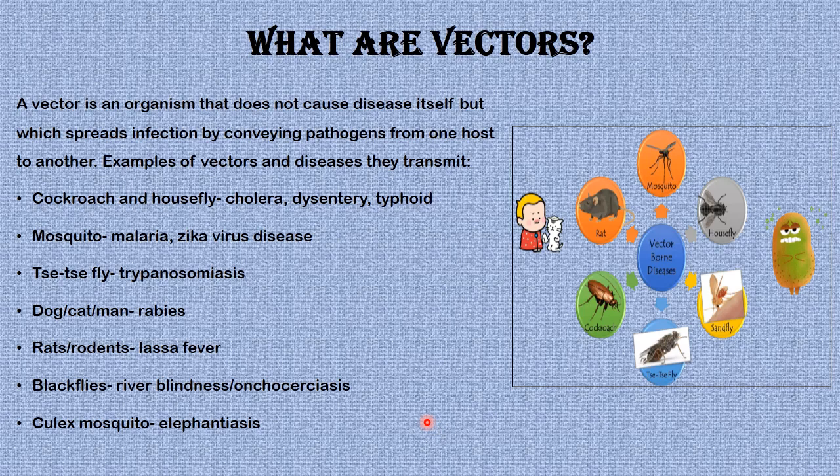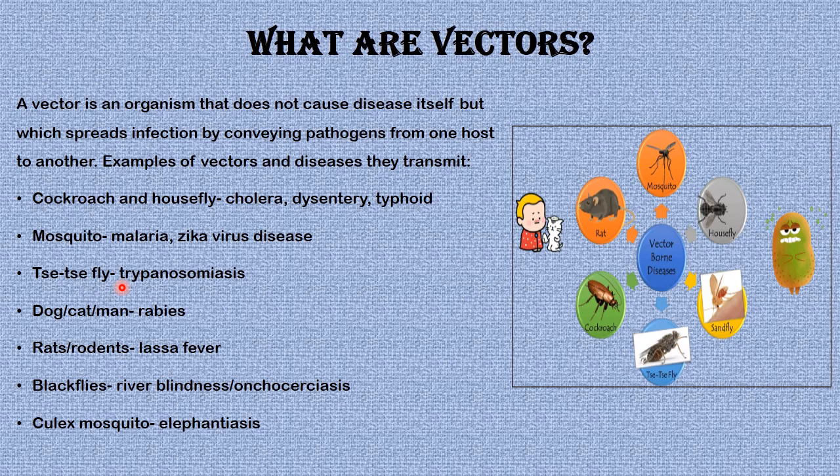Now, a vector is any organism that does not cause disease itself, but which spreads infection by conveying pathogens from one host to another. Now, we have various examples of vectors and the disease that they transmit here. Cockroaches and houseflies cause cholera, dysentery, and typhoid. Mosquito, especially the female Anopheles mosquito, Aedes mosquito, cause malaria and Zika virus disease.